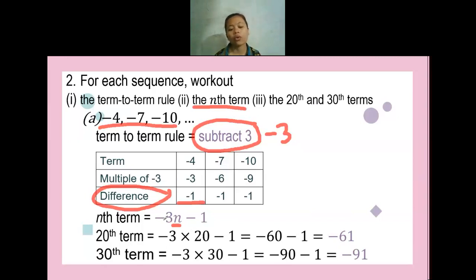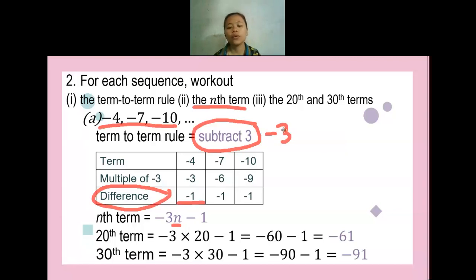So later, if we are going to find the 20th and also the 30th term, we can replace the letter n with 20 and also 30. So for the 20th term, it will be negative 3 times 20 minus 1. Negative 60 minus 1, which equals negative 61.